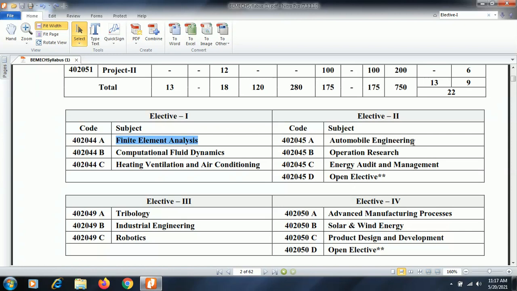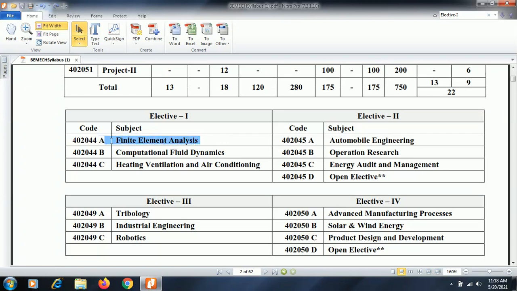And for elective 2 you can choose automobile engineering or operation research or energy audit and management, or you can have an option of an open elective. Now let us go through each and every subject so that it will be easier for you to choose elective 1 and elective 2 for your final year engineering. So let us move on to the finite element analysis.